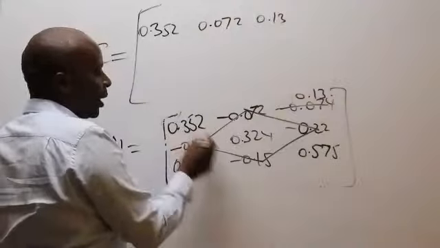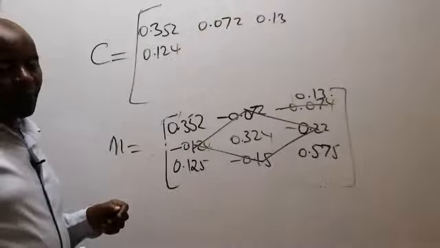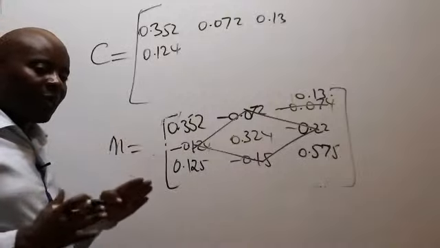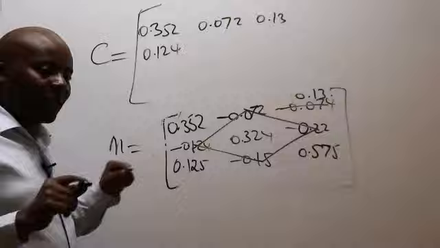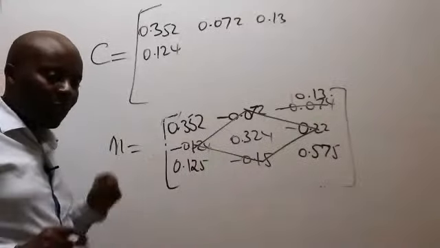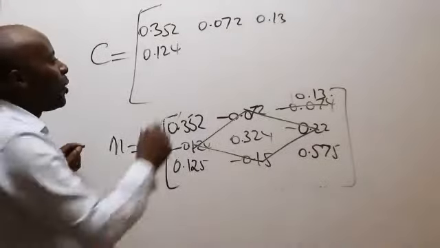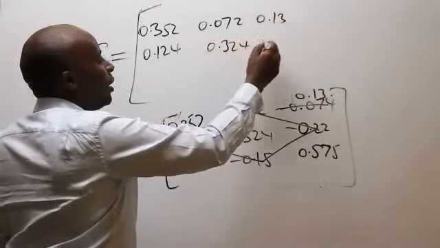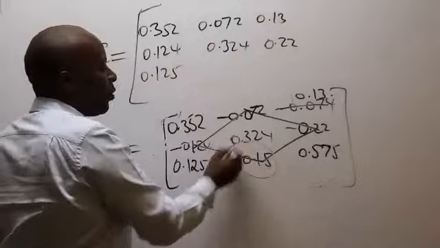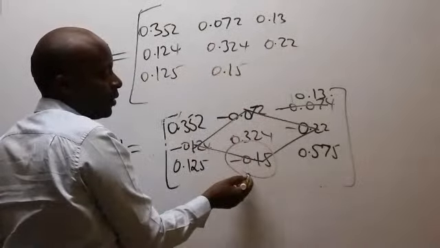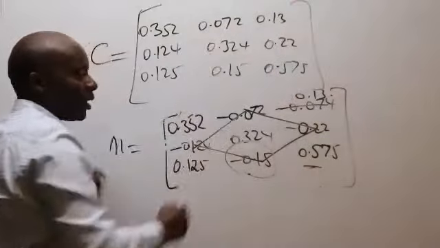So come here. Here what do we have? It was negative. Now it becomes what here? Positive. So basically the cofactors and the minor elements are going to be the same, except for the fact that all the minor elements that have been touched by the corner of the diamond must always have their signs changing. So we have here 0.324. Here we have positive 0.22. Here we have 0.125. Here now we have 0.15. And then lastly, we have 0.575 like that. Those are the cofactors that we have.